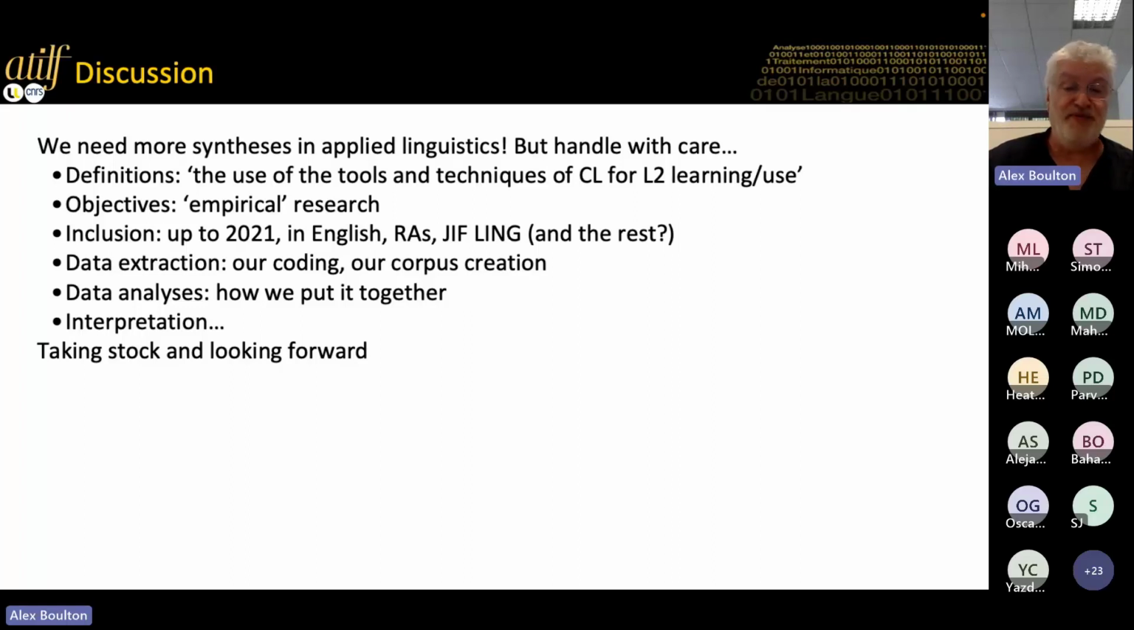You've read studies before, and you see things you think, that's odd, or why did they do that? Or I wouldn't have done that. Well, that doesn't seem to make sense to me. It's exactly the same with research syntheses. For example, our definition of DDL, the use of the tools and techniques of corpus linguistics for L2 language learning and use, not everybody would agree. Some people would say it must be a corpus. I would say no, it's the tools and techniques of corpus linguistics, even if it's not a corpus as such. I would be quite happy to include Google in there. Google is not a corpus. I would include that under DDL.